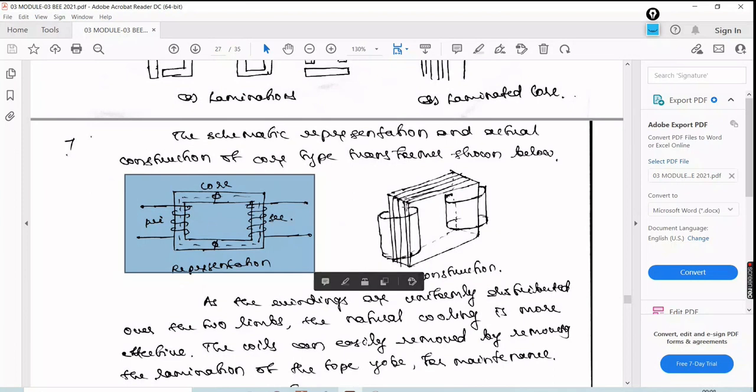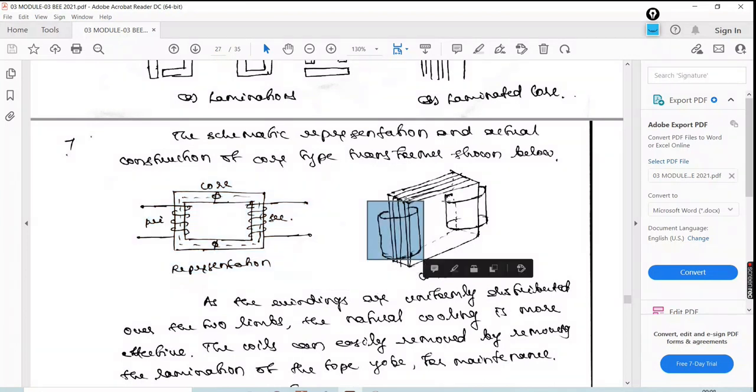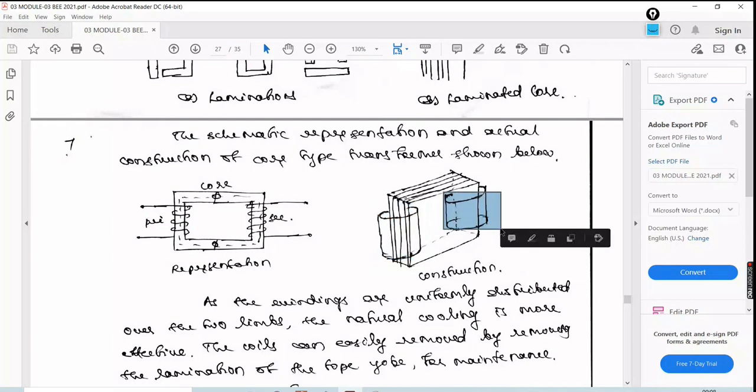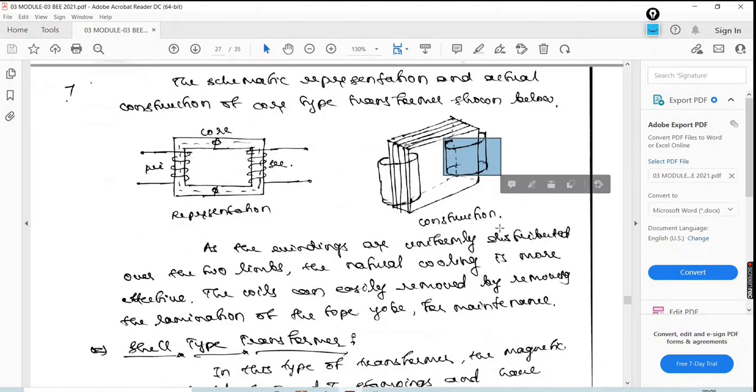What happens in case of core type transformer? The winding will cover the complete core. The most visible part in a core transformer is the winding. So that itself is called the core type of transformer. Keep that in mind.